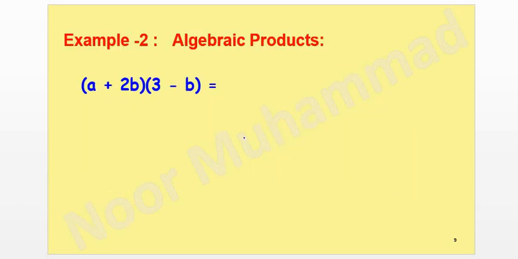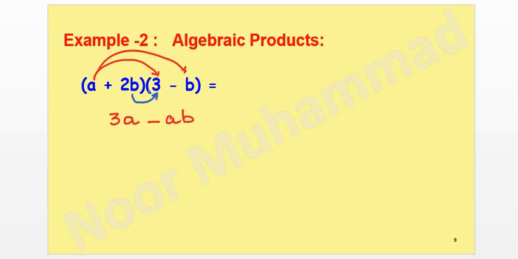Right? Let's discuss one more example and then I will ask you to solve the questions on your own. Now look at this. This is the first term, a. Now a is going to be multiplied with the first one here, then a is going to be multiplied with the second one here. So a times 3 will give us 3a, then a times negative b will give us negative ab.